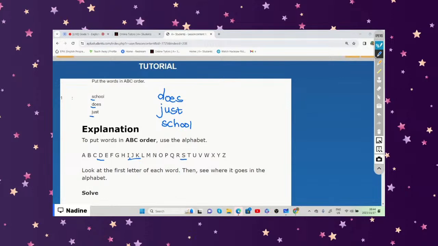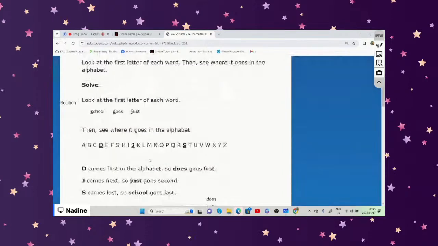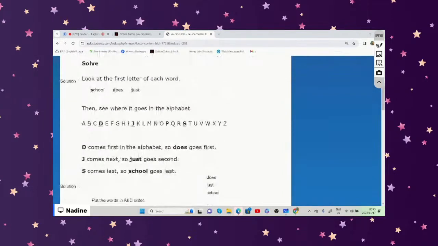So that is basically the ABC order for us to put our words. It's like saying it's in alphabetical order. But we specifically look at the first letter of those words.